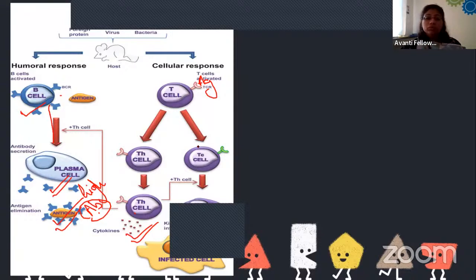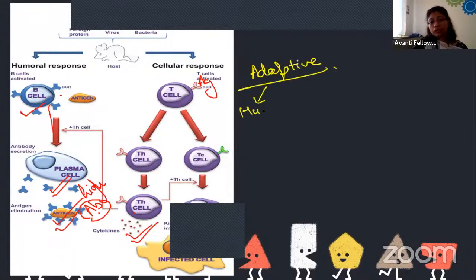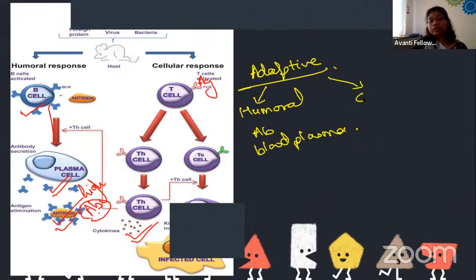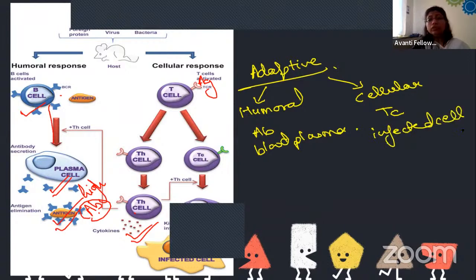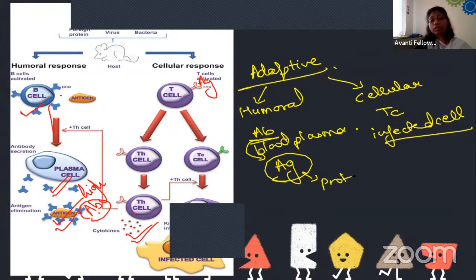So adaptive immunity produces two types of response. Humoral, which is by the production of antibody which circulates throughout our blood plasma. And another is the cellular response, which is taken care of by the TC cells to encounter the infected cells. So the TC cells work with infected cells, whereas the antibodies are actually encountering the antigens. These are the proteins produced by your pathogen.